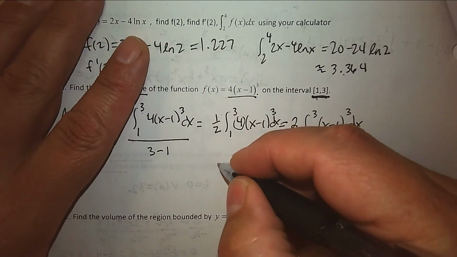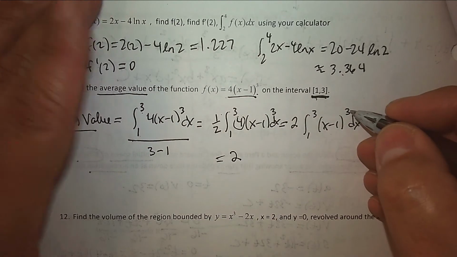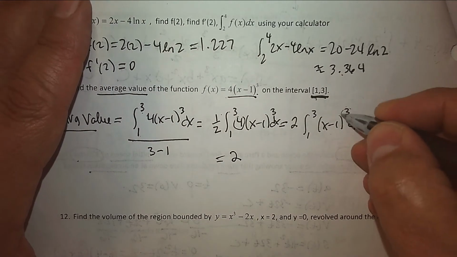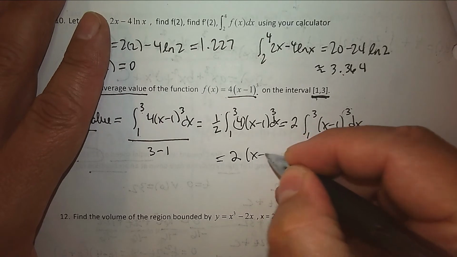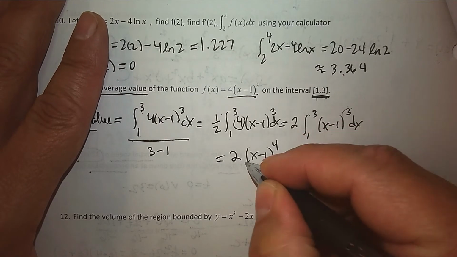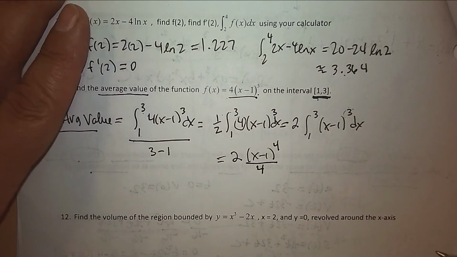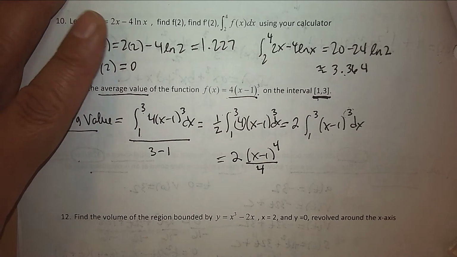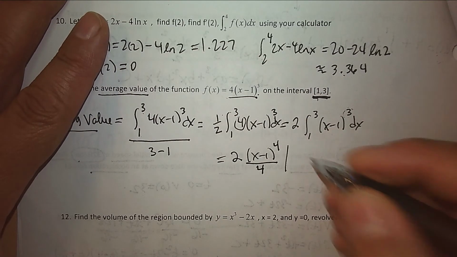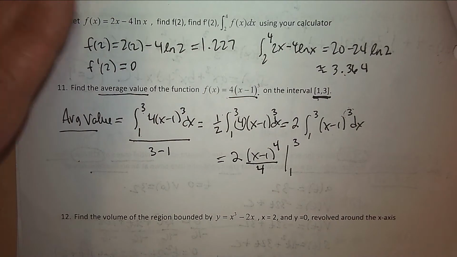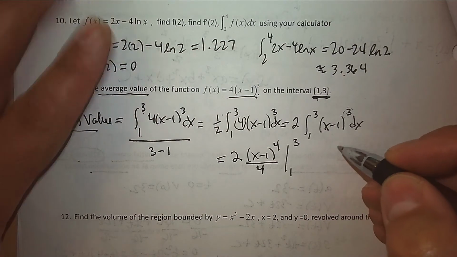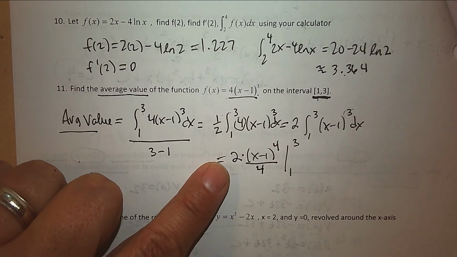So I'm going to start with 2. How do I integrate this? I add 1 to the exponent, so that becomes 4, and then I divide by that exponent, which is 4. And then I'm integrating from 1 to 3. That's it. I added 1 and divided. The 2 is in front of all that.